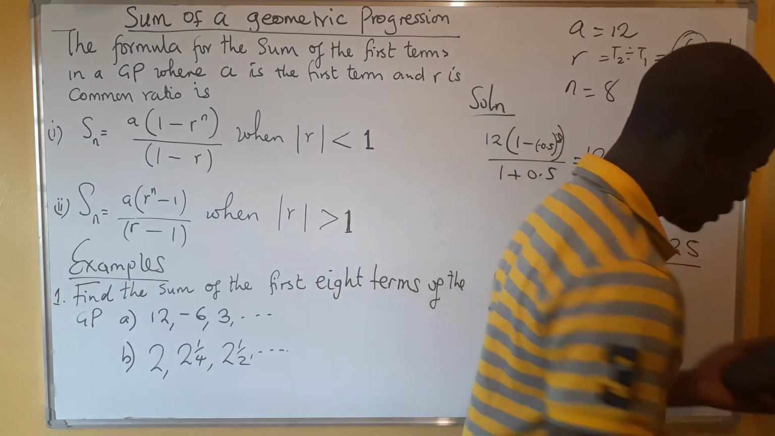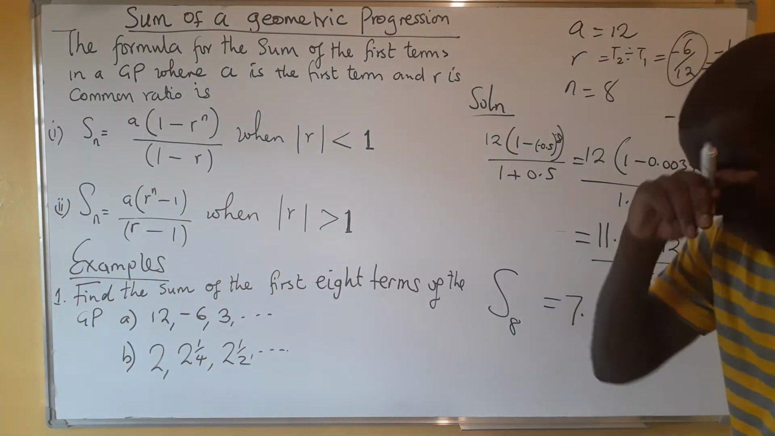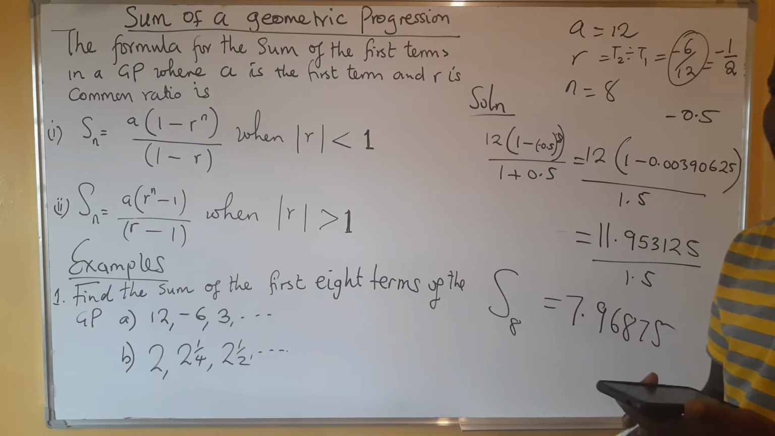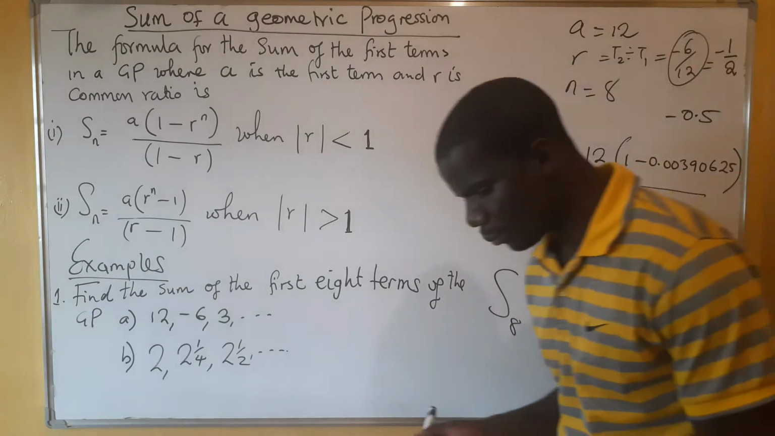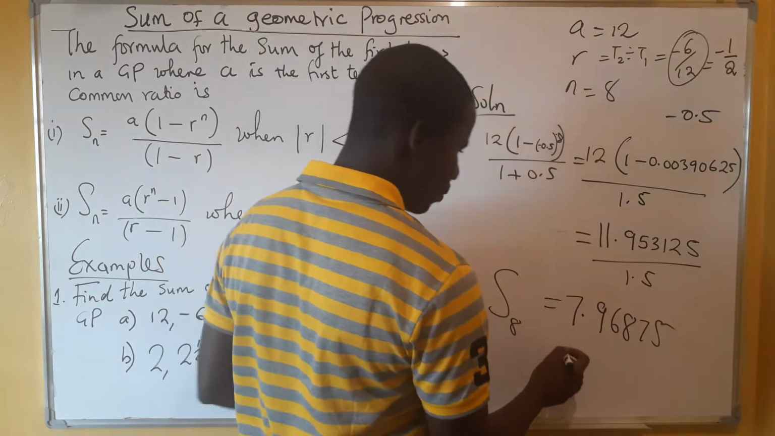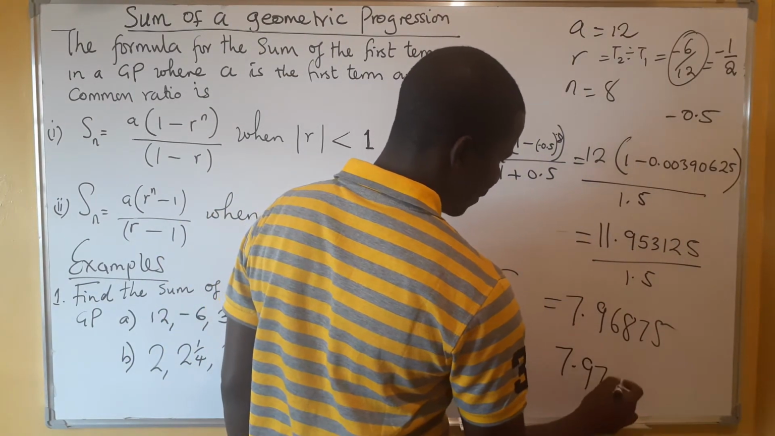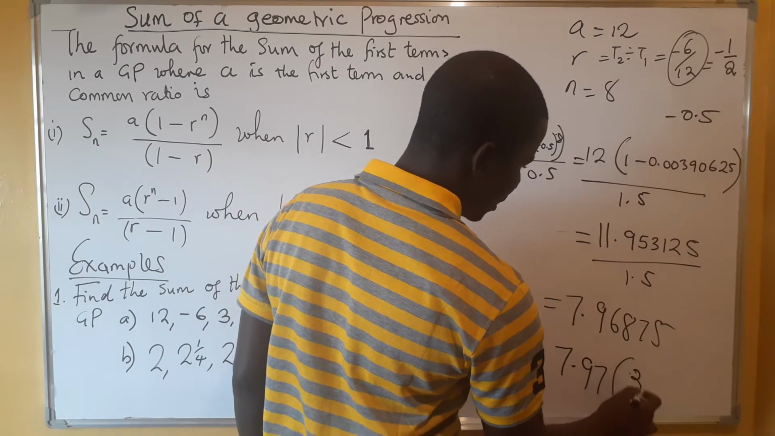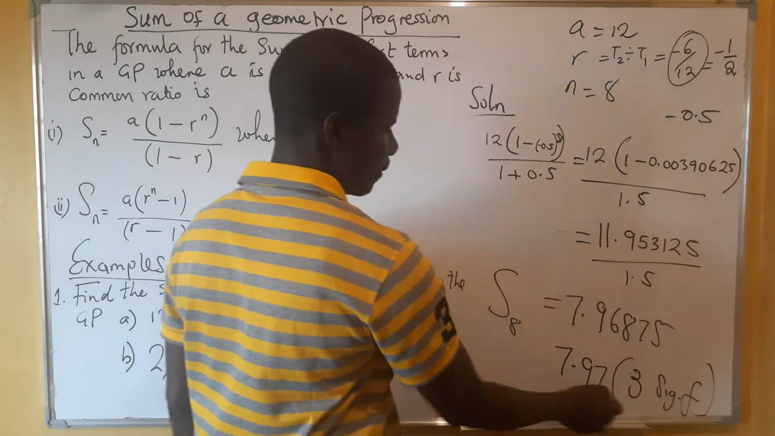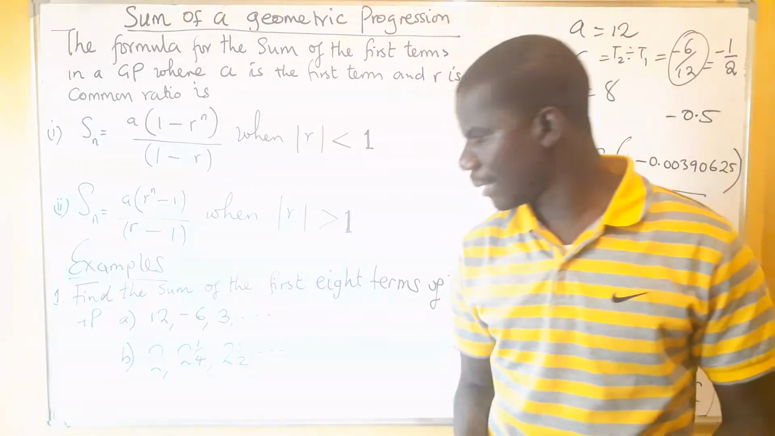8.75. If this is what your calculator is also giving you, please try to verify these figures. In the exam they always advise that for such questions you give your answers in 3 significant figures. So in this case we're going to have 7.9, you round off here, and correct it to 3 significant figures. That is what is going to be our answer in this case.